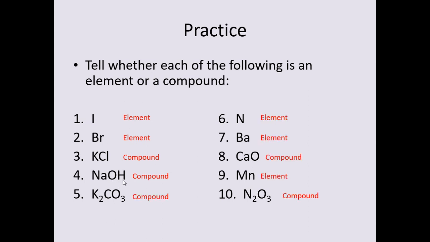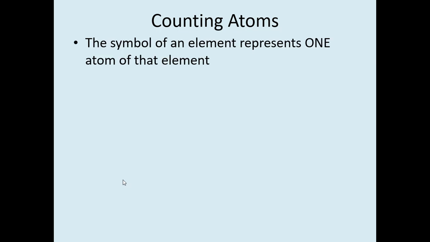I'm gonna kind of go through these for time's sake. The symbol of an element represents one atom of that element, and we just discussed that. For example, we have a capital C and a capital O. If we're counting the number of atoms present, we have one carbon, one oxygen, but a total of 2 atoms.